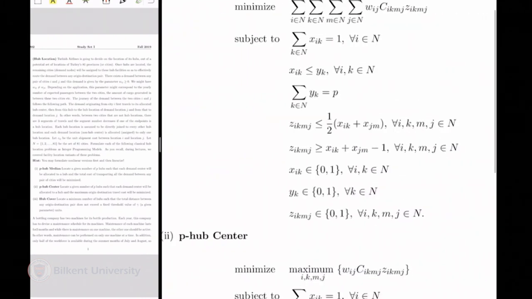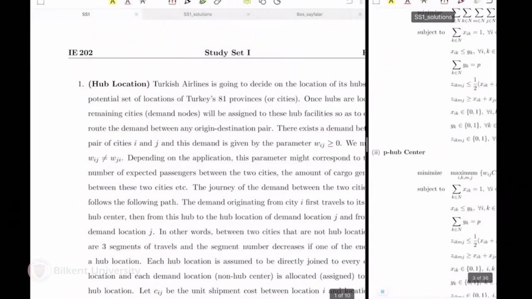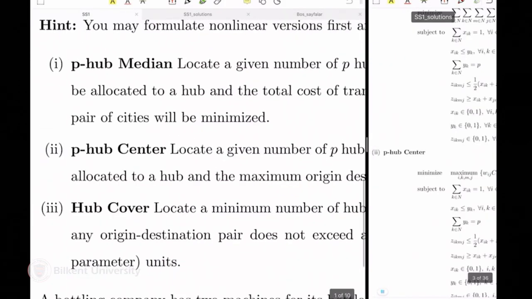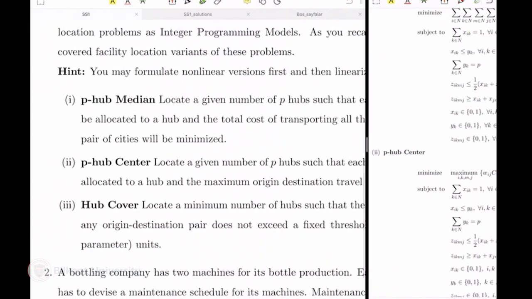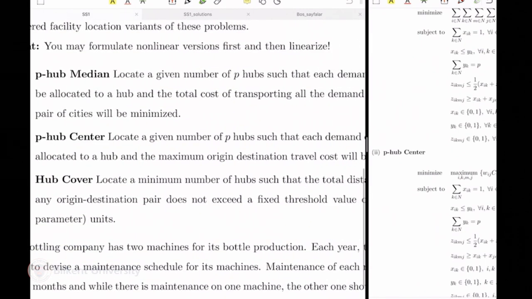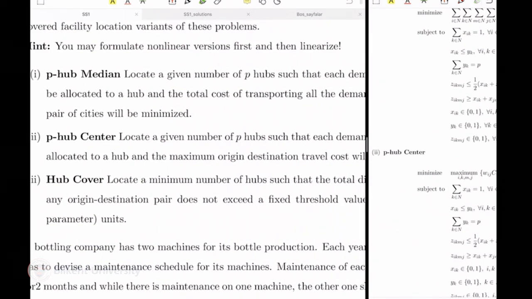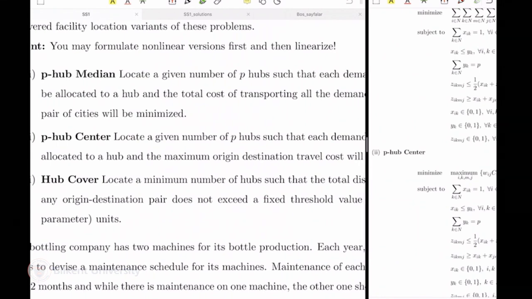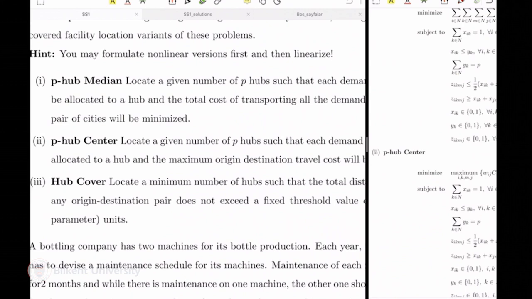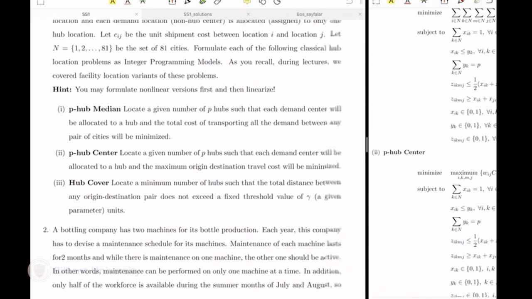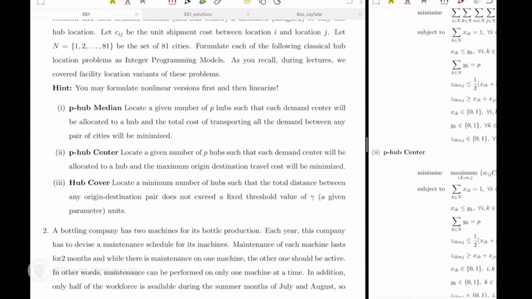So what is the second objective? Is there any problem? Any questions? So here, p-hop center, again, it is specifying the number of hops, which is equal to the number p. But the objective before was to minimize the total cost. The objective now is to minimize the maximum origin destination travel cost.